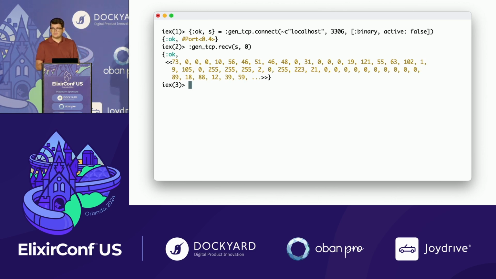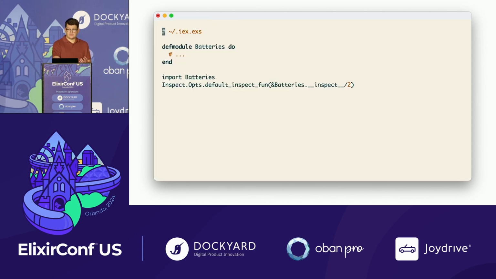It may not be so easy to decipher, but what we can do with IEx is, by default, if it exists, it loads a .iex.exs file. And in that file, we can do pretty much anything. We can define modules and functions, import them, so they are available. And as of a few releases ago, there is even a default inspect function that we can use to override how terms are pretty printed by default. So my custom function defined here works just as usual, except for binaries that are not printable, meaning they don't have UTF-8 bytes. It's going to do something custom.